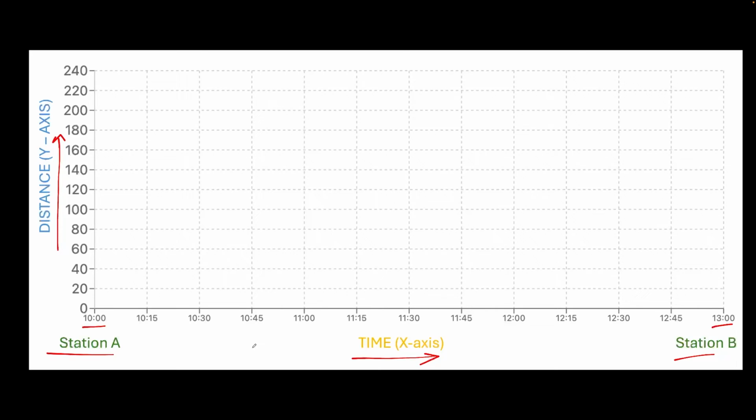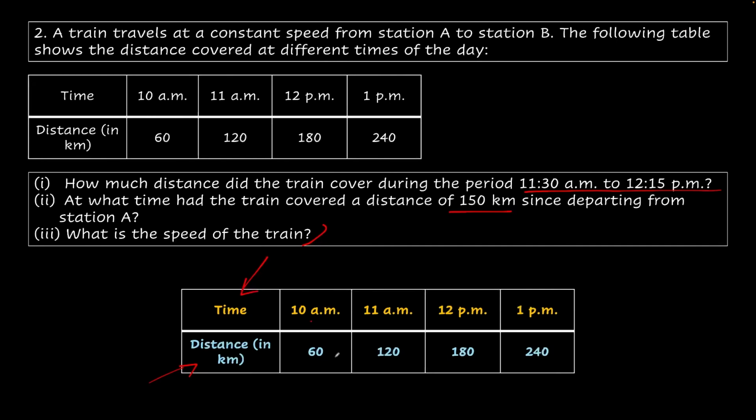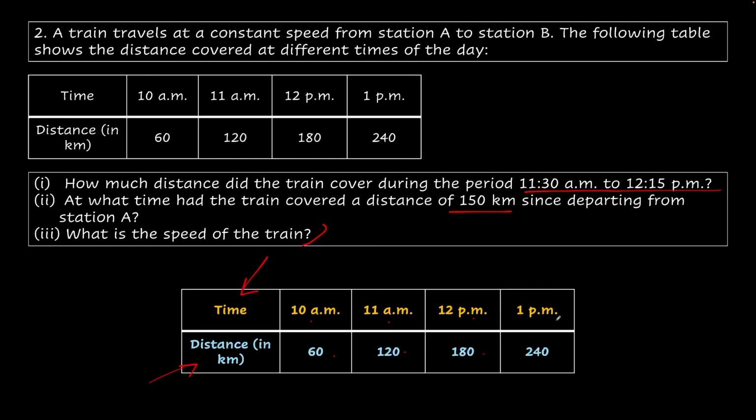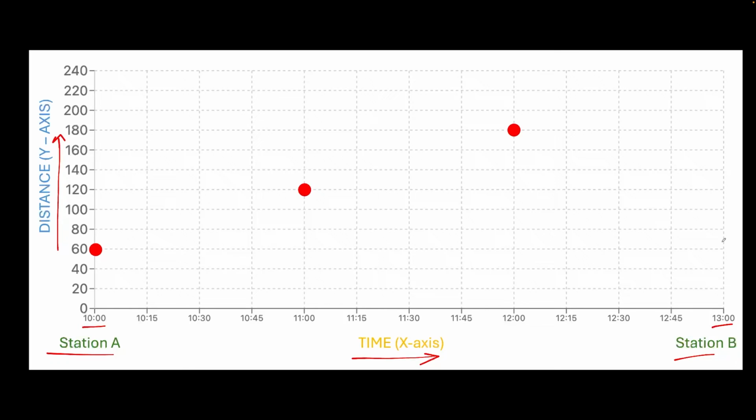First, let's plot our points. The first one was at 10 a.m. we are at 60 kilometers. Great, that's our first point. At 11 we are at 120, so here. At 12 we are at 180 over here, and at 1 p.m. we are at 240 right over here. And let's join all these points. Perfect. We have a linear relationship, which makes things easy for us.